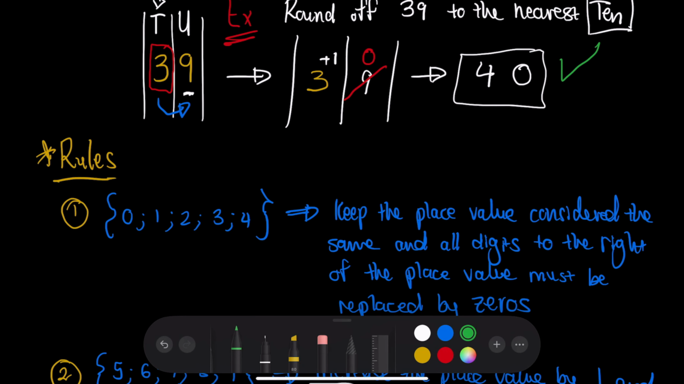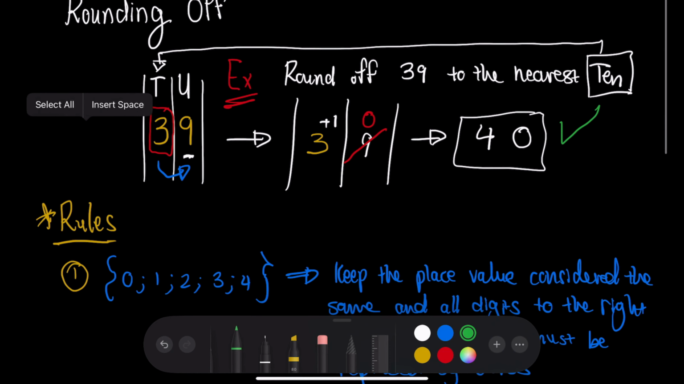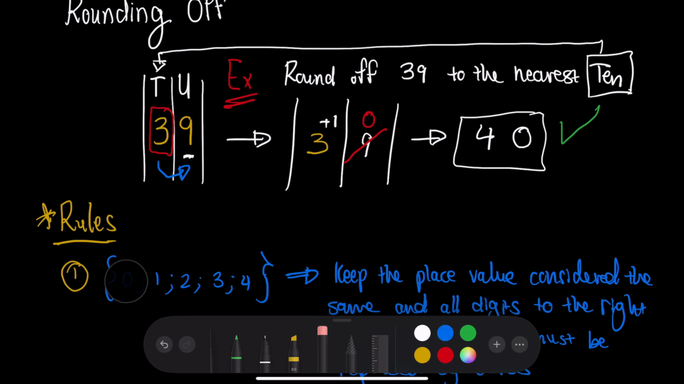So then, considering this same example, imagine if this value fell in between the values 0 to 4.